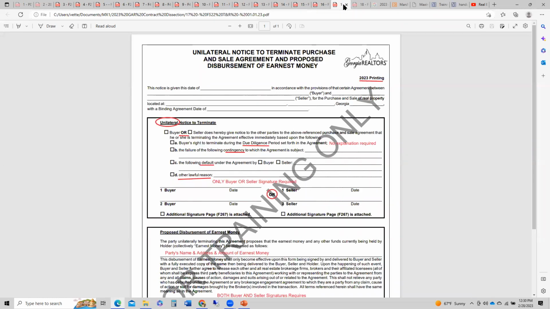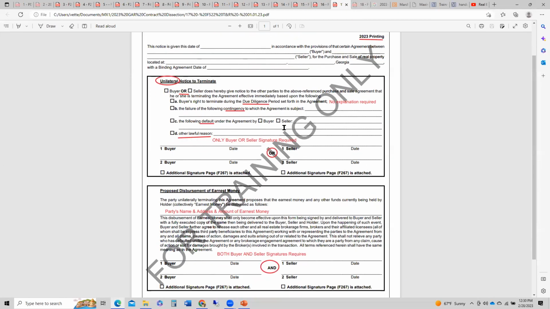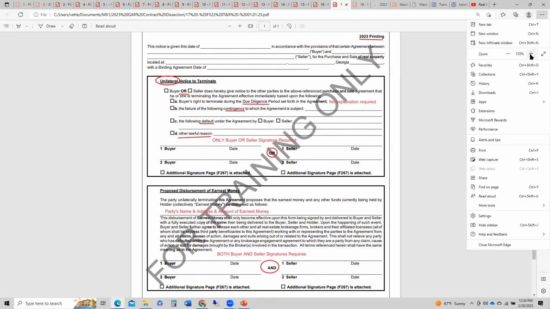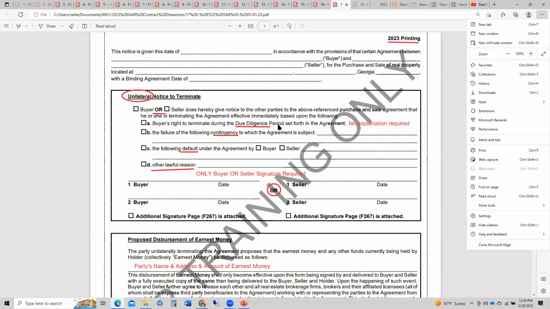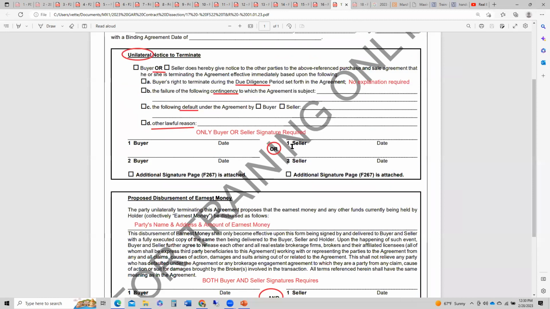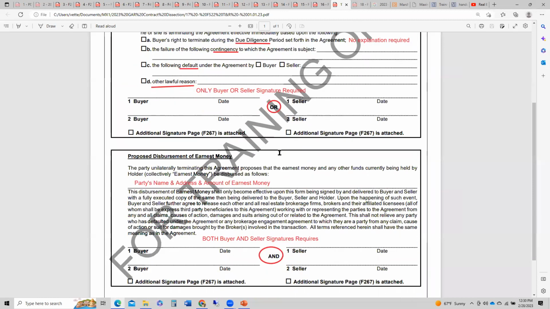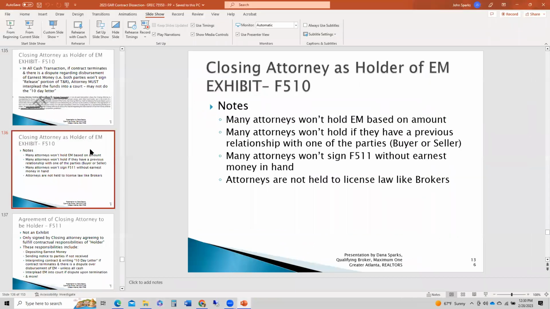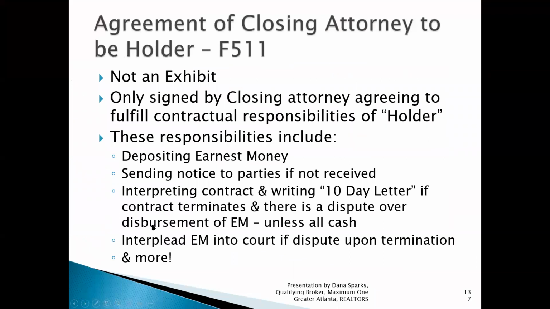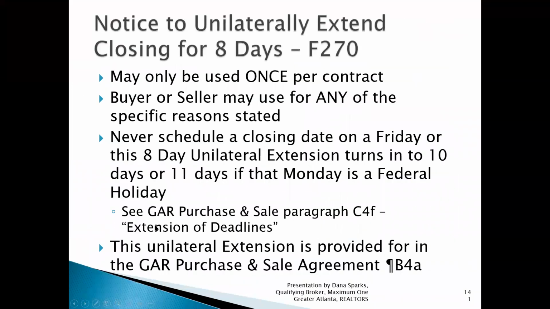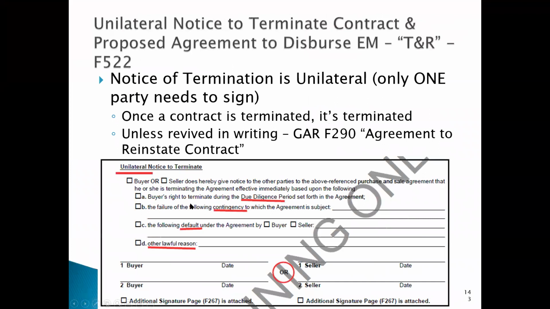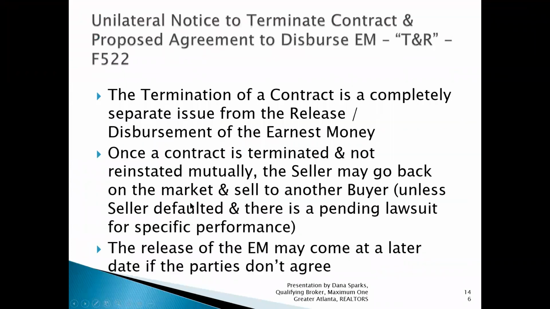We've talked about that. T&R, just a quick thing about a termination and release. As I mentioned, only one signature required for termination. Both are required for the disbursement of the earnest money. And all of this information is, again, spelled out in lots and lots of verbiage in these slides.